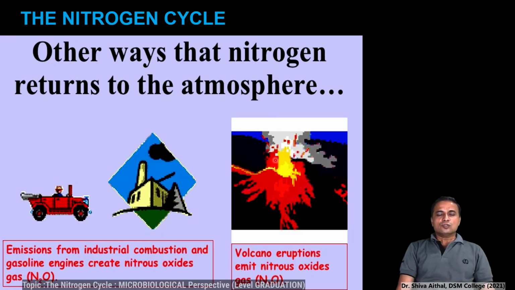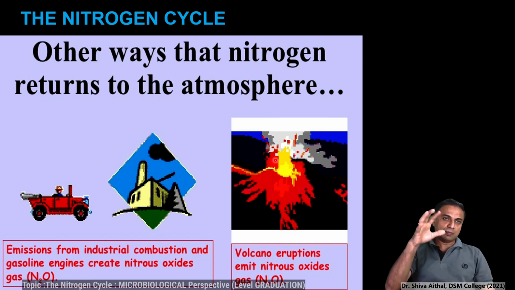So are there other ways by which nitrogen can be returned to the atmosphere? This should be the final question. We have seen the bacteriological perspective, how microorganisms are involved in the release of nitrogen to the atmosphere. There are other ways by which nitrogen can be returned to the atmosphere.